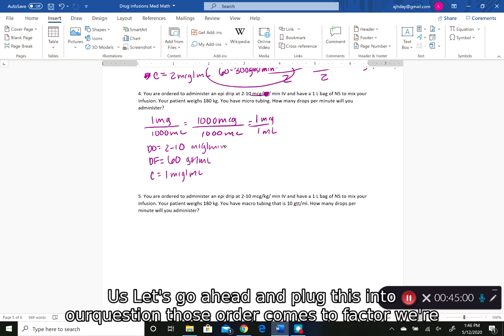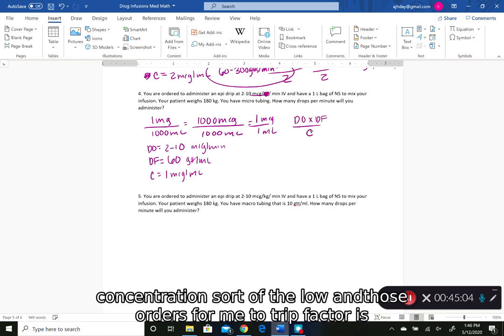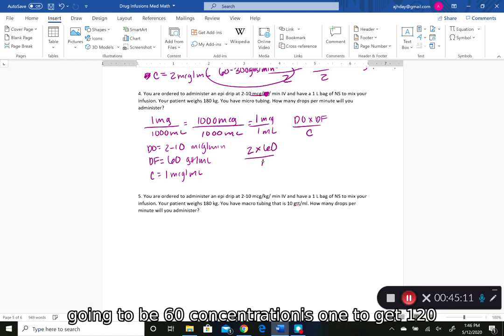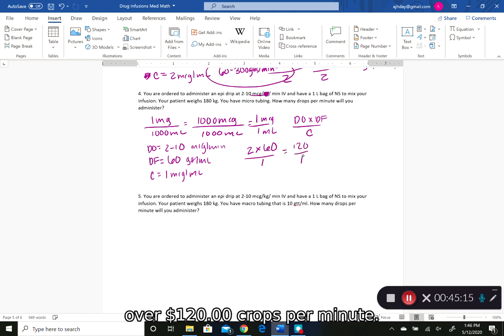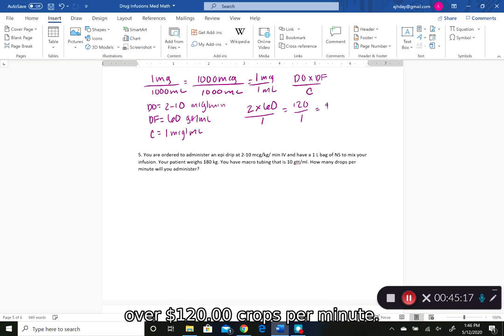So let's go ahead and plug this into our equation. Dose ordered times drip factor over concentration. Let's start with our low end. Dose ordered is going to be 2. Drip factor is going to be 60. Concentration is 1. So you get 120 over 1. It's 120 drops per minute.